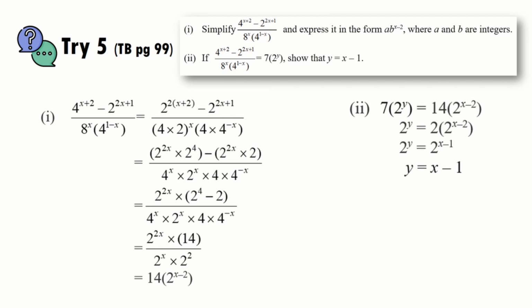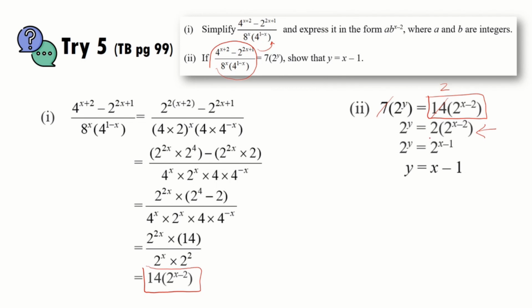Looking at part 2, we are given the left-hand side of the equation to be the same expression as what we saw in part 1. And then we have that equals to 7 times 2 to the power of y. So what we need to do is to make use of our answer in part 1, which is 14 times 2 to the power x minus 2. With this equation, what we will first do is to divide by 7 on both sides. Hence, we got this equation.